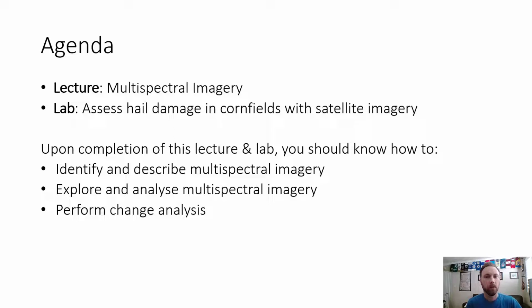So this week's lecture is multispectral imagery. This lab is called Assess Hail Damage in Cornfields with Satellite Imagery. And as I said before, it will allow you to explore multispectral imagery and to alternate the channels to see how the different bands along the electromagnetic spectrum appear through the RGB channels.